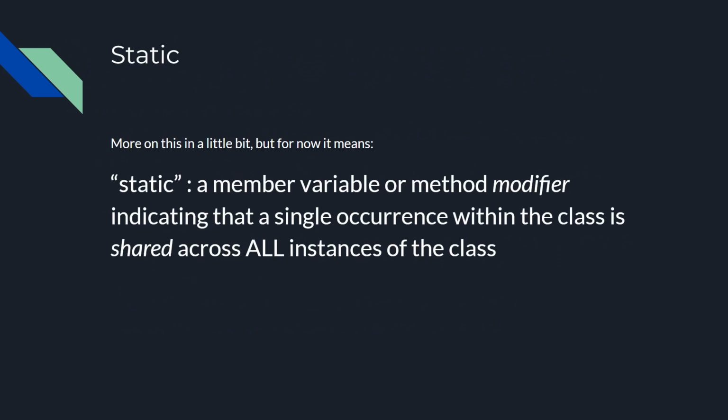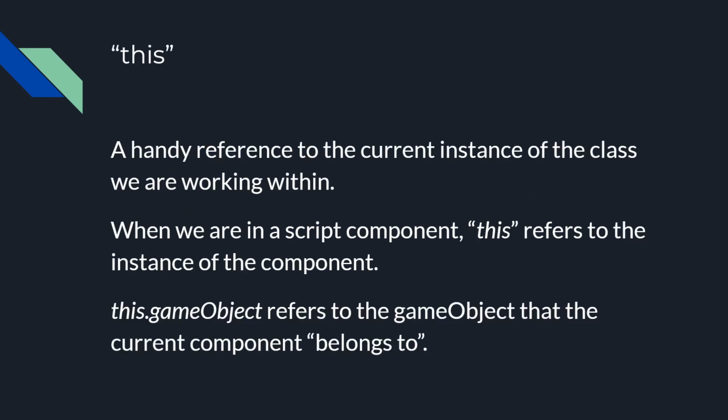A member variable or method modifier indicating a single occurrence within the class is shared across all instances of the class, right? So if there's a static method or a static property, there can't be anything in that piece of code that is referenced across multiple objects and so on. It has to be entirely unique, entirely one of them.